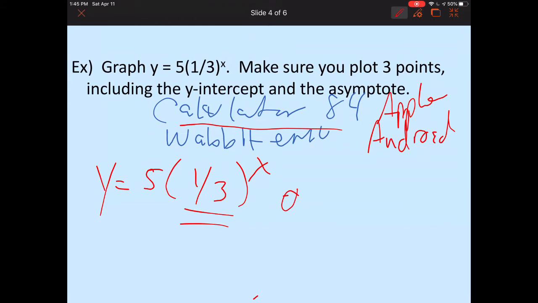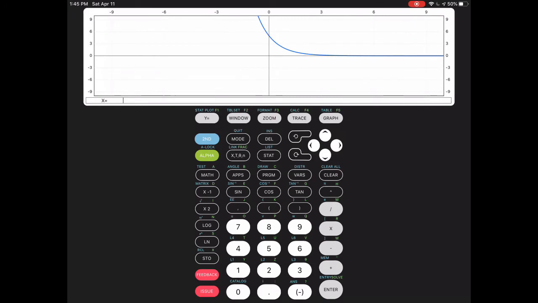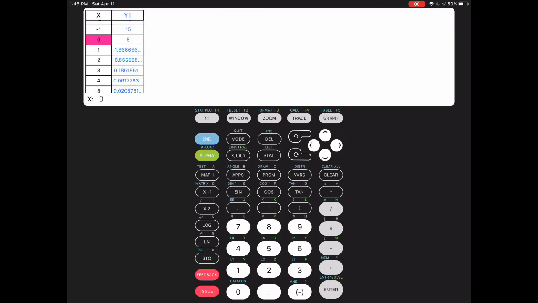So that's decay. Right? And we should see it cross through (0, 5) for the y-intercept. Let's go back and check that graph. All right, so we can go to the table. We all know the second graph is here, our table. And there's (0, 5) right off the bat. Then we have these things that are pretty big. Obviously, we can't graph too many of these, but we got (-1, 15), (0, 5).